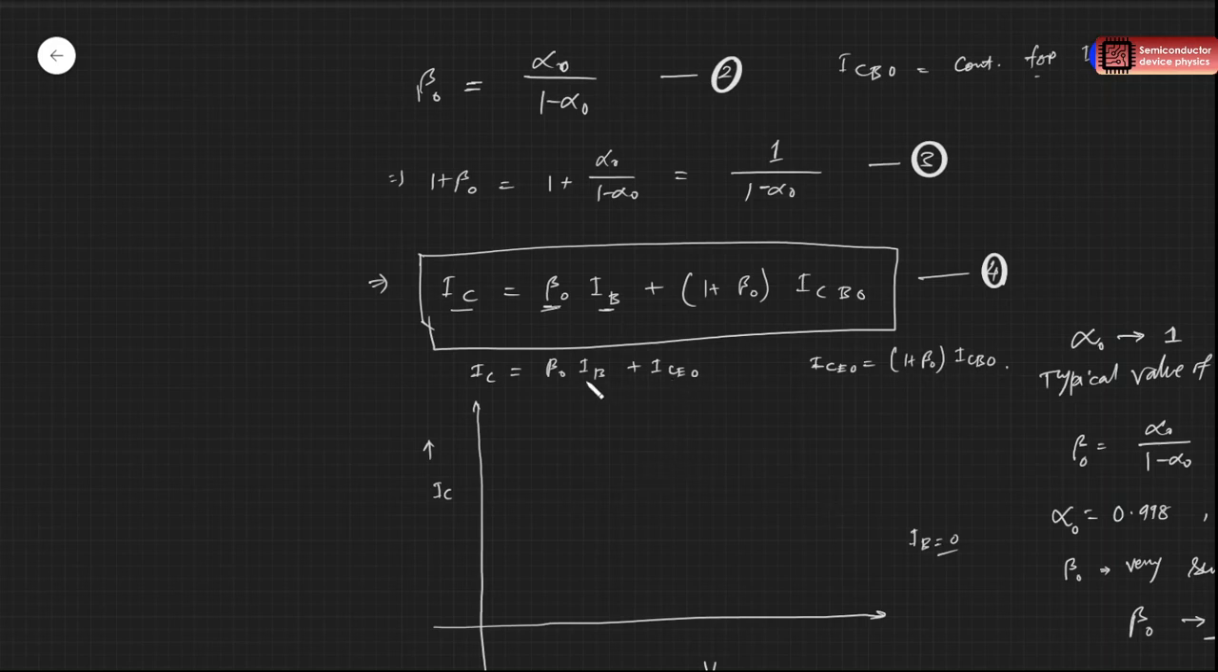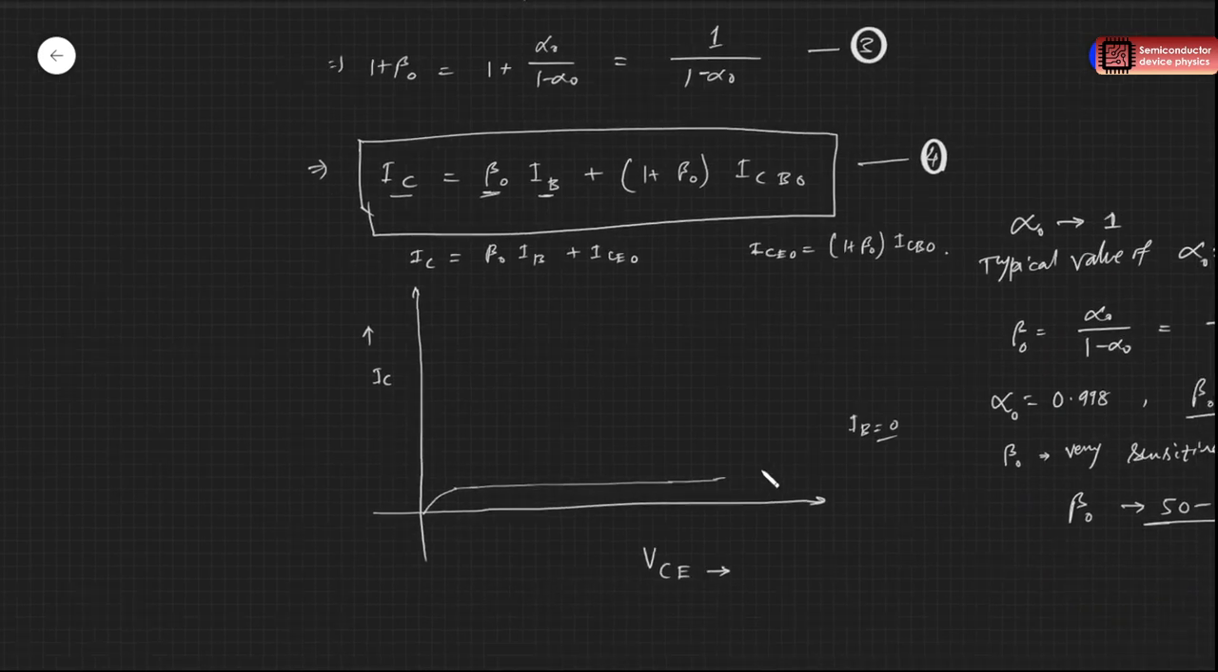Okay, so only this ICO will flow, right? And if we apply more reverse bias, or if you increase this VCE too much, then the junction may break and the current can increase very drastically, right? So this current, the amount of IC, will be at IB equals 0. So this we are drawing for IB, base current 0.